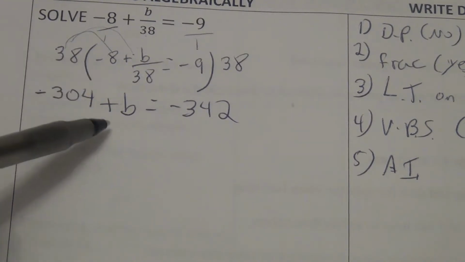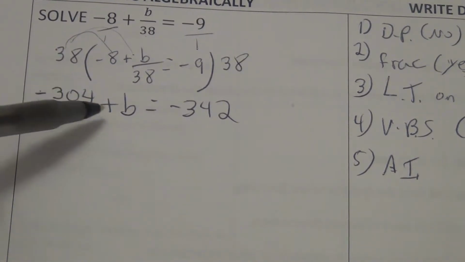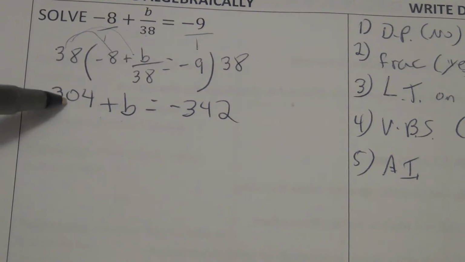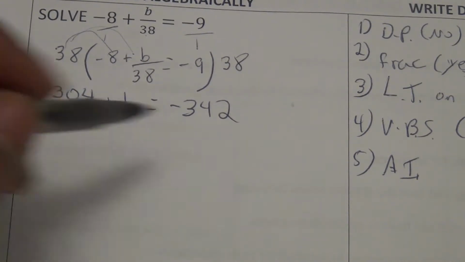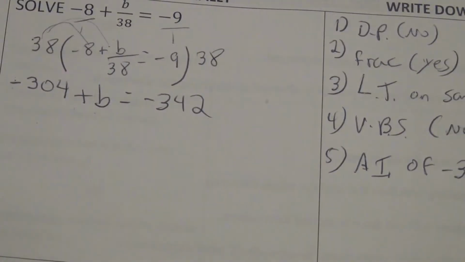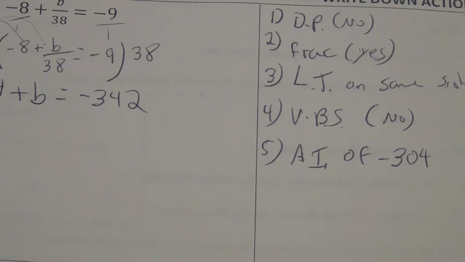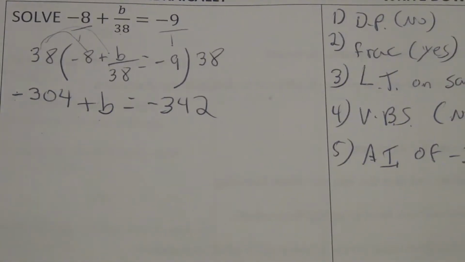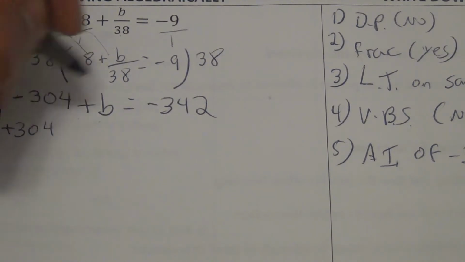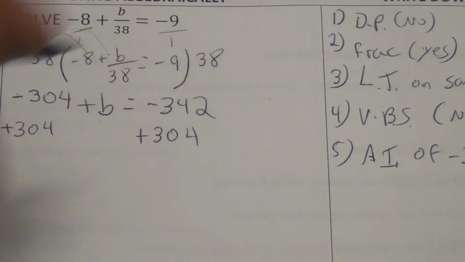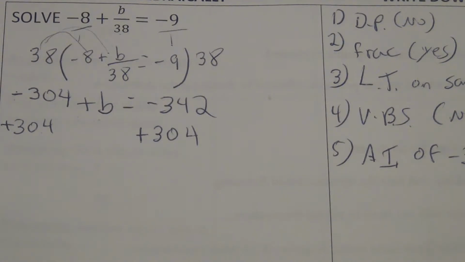304 is not being added to b. No, it's being subtracted from b. You have to understand that this is the sign of 304. So then I'm going to use the additive inverse of negative 304. What is the additive inverse of negative 304? Positive 304. And what you do to one side, you gotta do to the other. So now the question is, what is negative 342 plus 304?